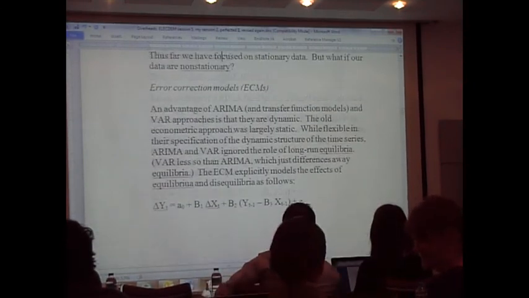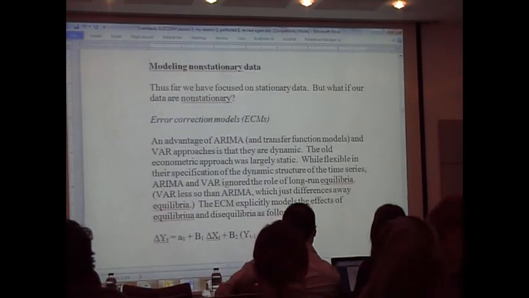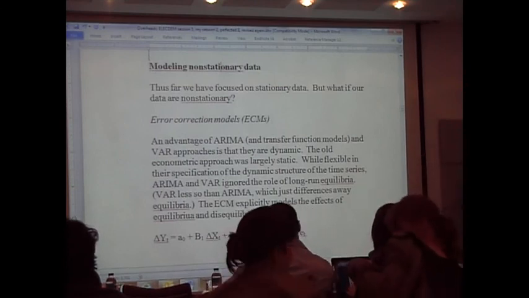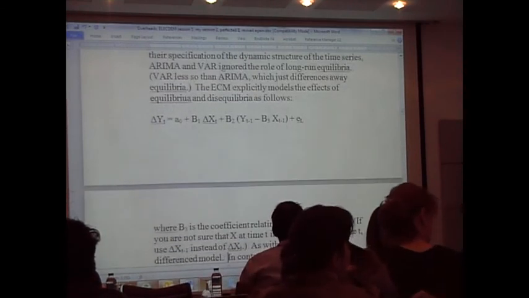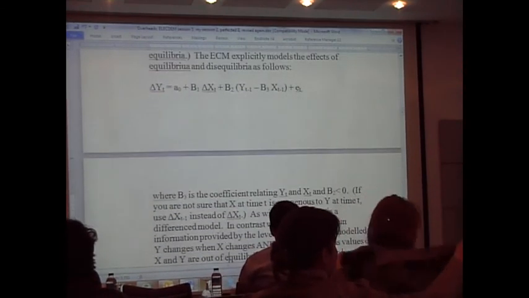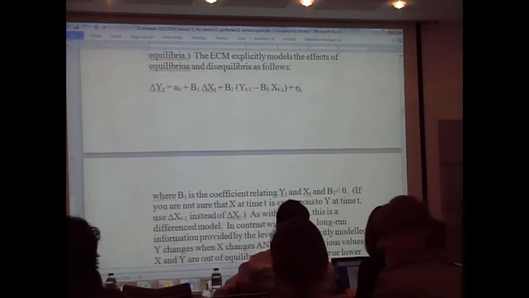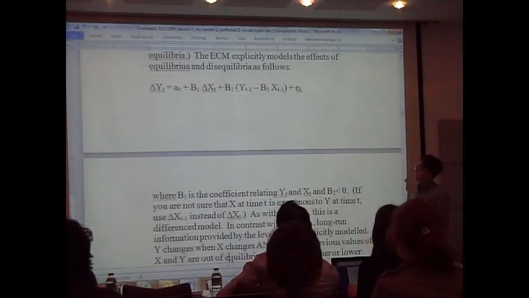That's what you have when you have stationary data. When you have non-stationary data, the recommended approach, as we discussed yesterday, is the error correction model. Here it is again. Here we have changes in y as a function of changes in x, current changes. And then this error correction component, y at t minus 1 and x at t minus 1.